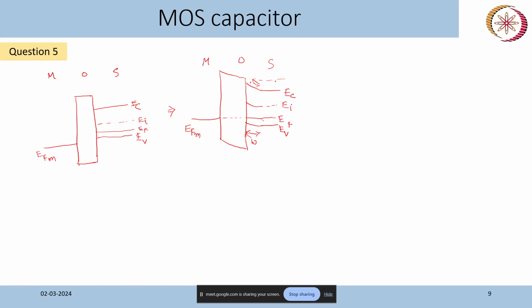Now this difference is, let's say, QV naught, which is equal to Q(phi m minus phi s). The bending will depend on the difference between the work function of the metal and the semiconductor.